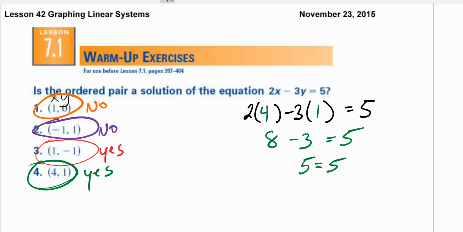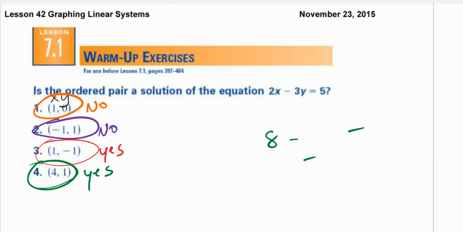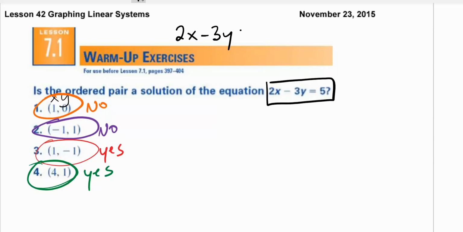So what does this mean graphically? Well, let's graph this equation. The graph of our equation, 2x minus 3y equals 5. What does that graph look like?